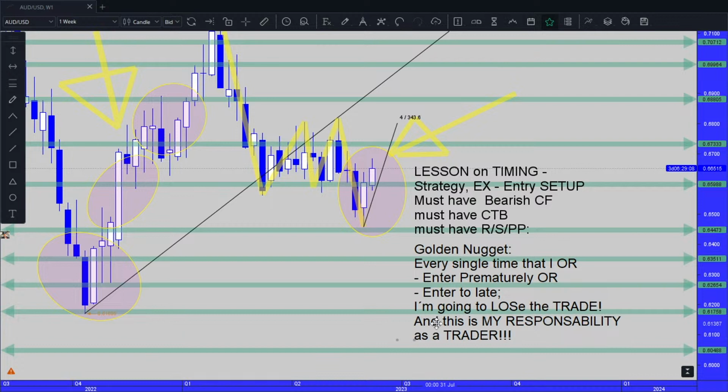Boss, how do I know? Trade from what you see, trade from the setups. Keep out, waiting for the right time, very good. Take a screenshot of this, everybody, golden nugget. Every single time that I enter prematurely or enter too late, I am going to lose the trade. And this is my responsibility as a trader. Does this make sense to you?